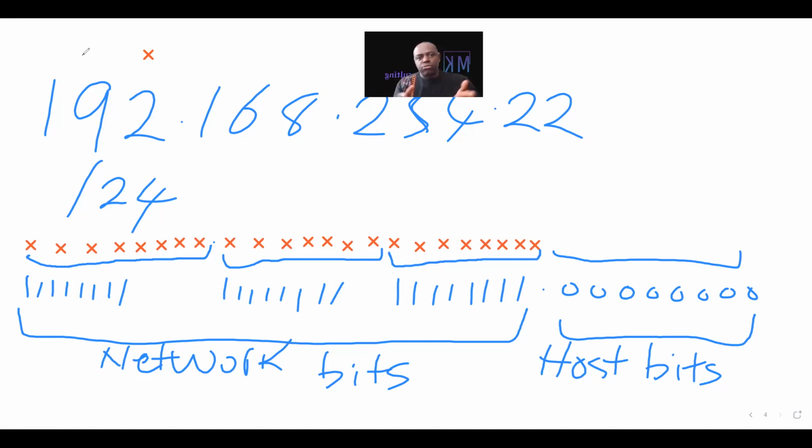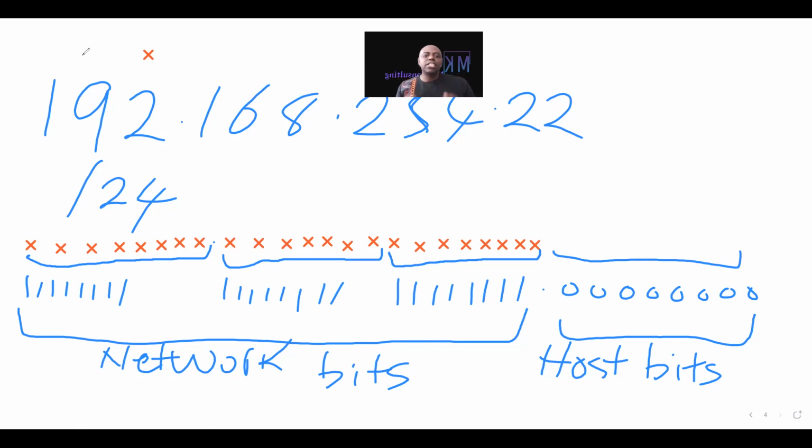Remember, I just put in an IP at random, 192.168.254.22. That's just one of the IPs that was given to my computer from my home modem, right? That's just one IP. I could see that IP. I could see the subnet mask is /24. We just defined what /24 looks like in terms of bits and bytes.